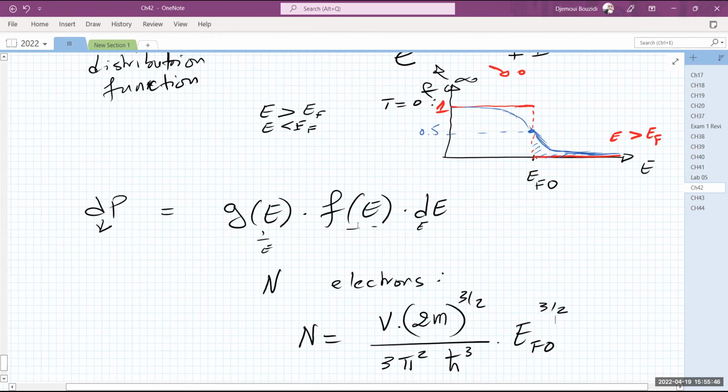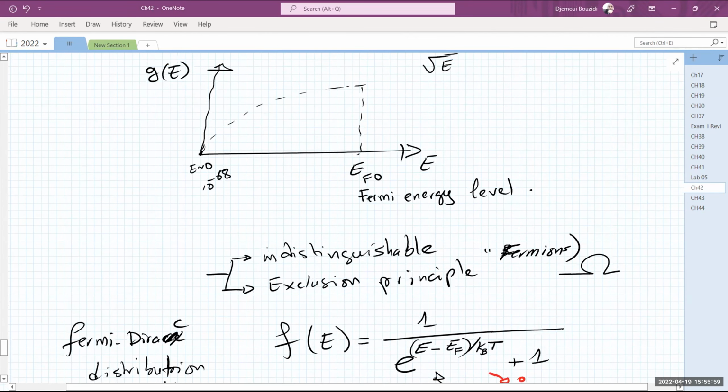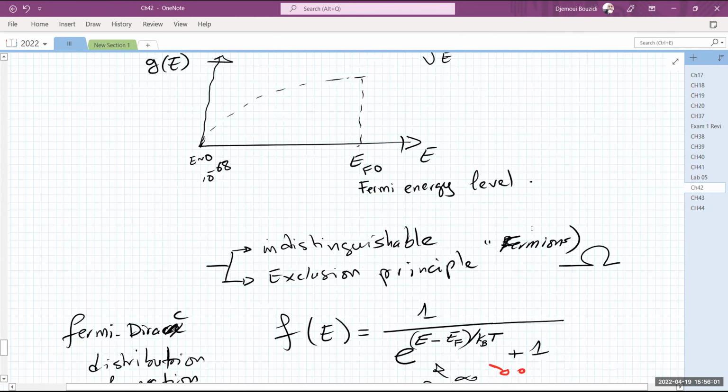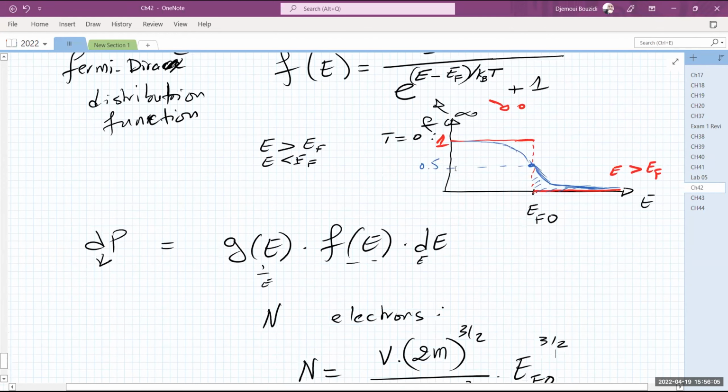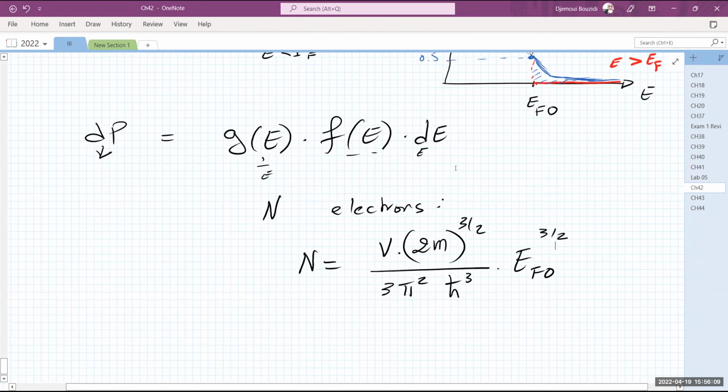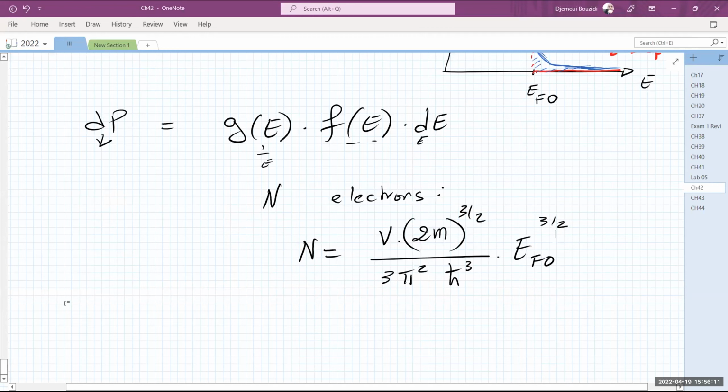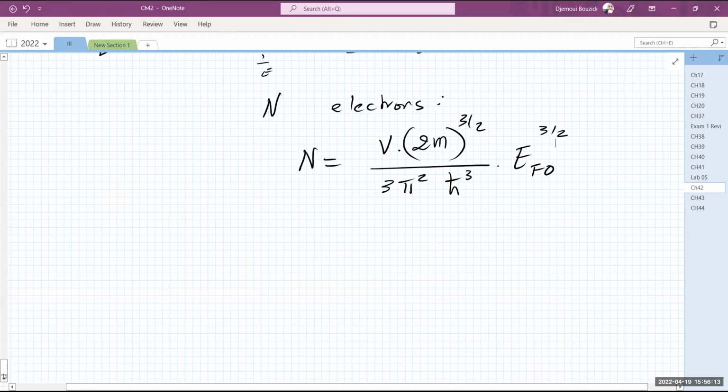Honestly, if I want to find it for any other temperature, I really have to carry this calculation, and this is not a simple calculation. I really have to sum for all of my electrons up to that point, and this summation is not an easy one because you have an e to the power 1/2 coming from g(E), and you have this complicated function of E, and that involves special functions. That's not going to be something easy to carry out. Other than that, this is how we find the Fermi energy level at 0 Kelvin.